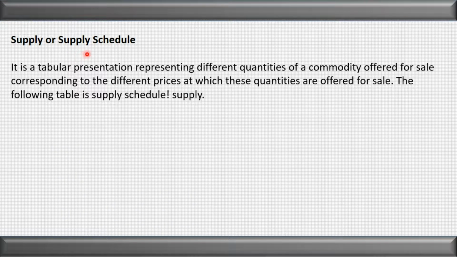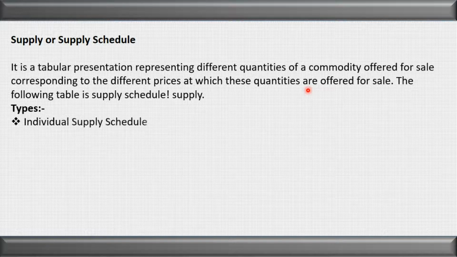Now let us see the supply schedule. Listen, there are two ways of representing supply. One is through the table, that is called schedule, and the other one is through the curve, that is called supply curve. Let us see the supply schedule first. Supply schedule is a tabular presentation showing different quantities of a commodity offered for sale at different prices by a producer or group of producers.